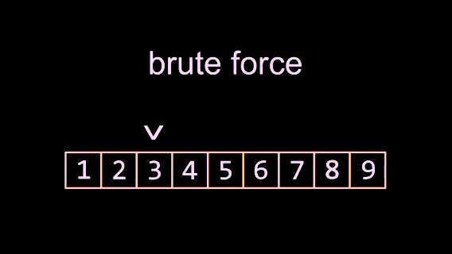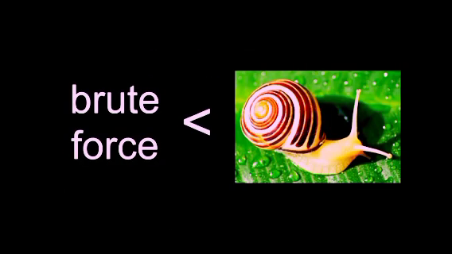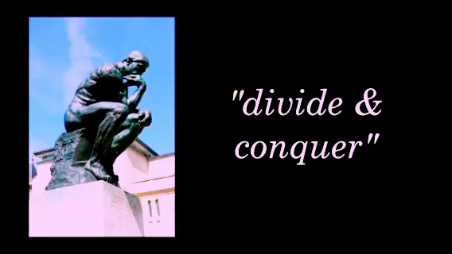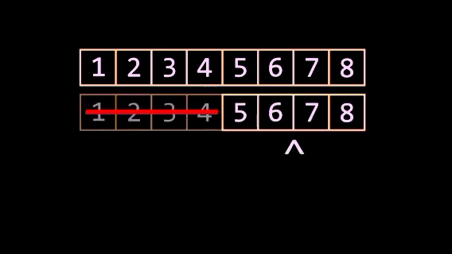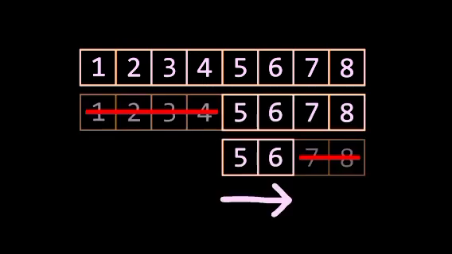A brute force approach would be to simply check every item until we find a target in a list, but if you want your program to run faster than a garden snail, you need a more sophisticated approach like divide and conquer. For example, in binary search, you repeatedly check the middle element to see on which side the target is and keep searching in that half until you find it.